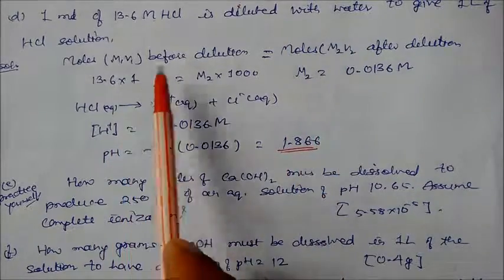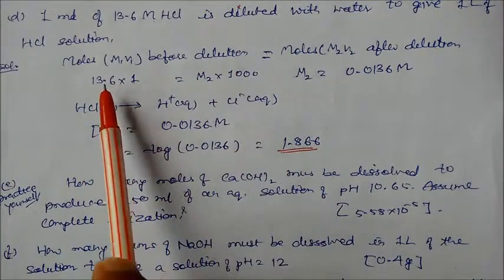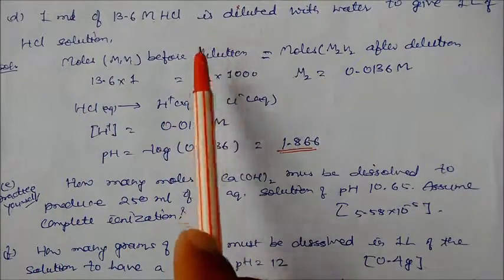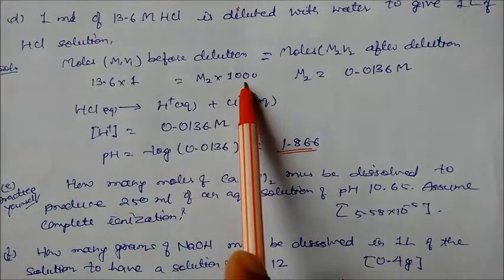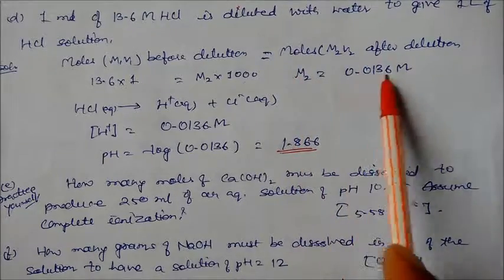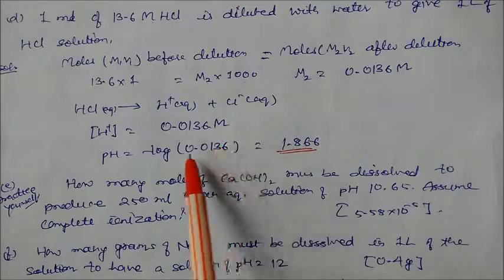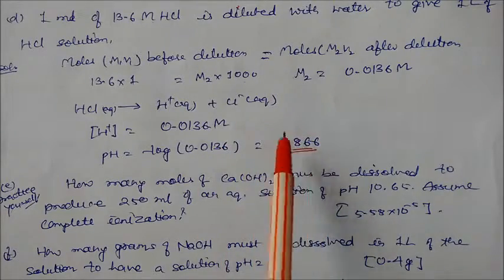So M1V1 equals M2V2. Substitute the values: M1 is given, the volumes are given, and M2 is to be found. This is millimoles equal to millimoles. This molarity is nothing but the concentration of HCl. So pH will be minus log of this much, and you will get this value.